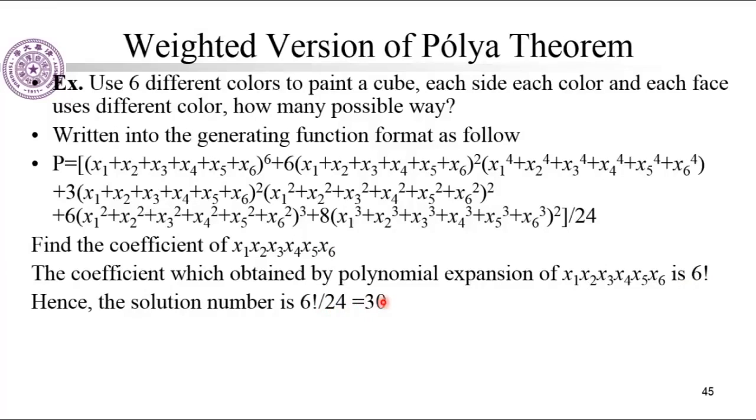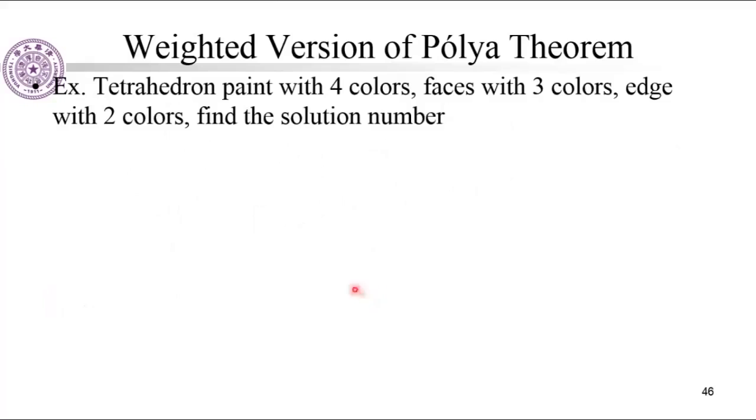But again, this is using a different method to solve the combination and permutation problem. Next, let's take a look at another question. It says that for a regular tetrahedron, we want to paint 4 colors over its vertices, and at the same time paint the faces with 3 colors, and at the same time color with 2 colors over the edges. Find the solution number. It's a bit different compared to the previous one.